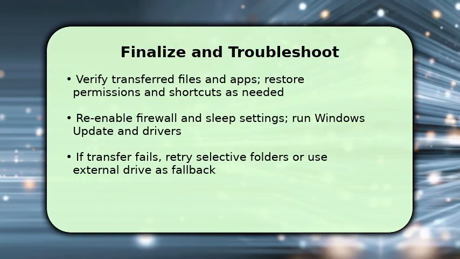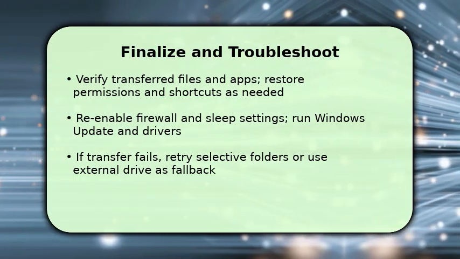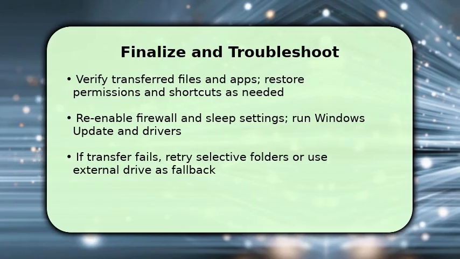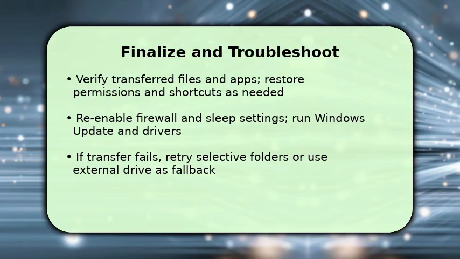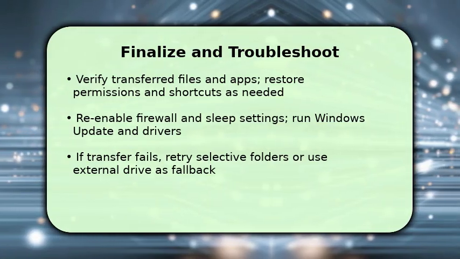If something went wrong, retry transferring only problem folders or switch to an external drive for stubborn data. As a key tip, if pairing repeatedly fails, reboot both machines and reset the app network permissions before another attempt.